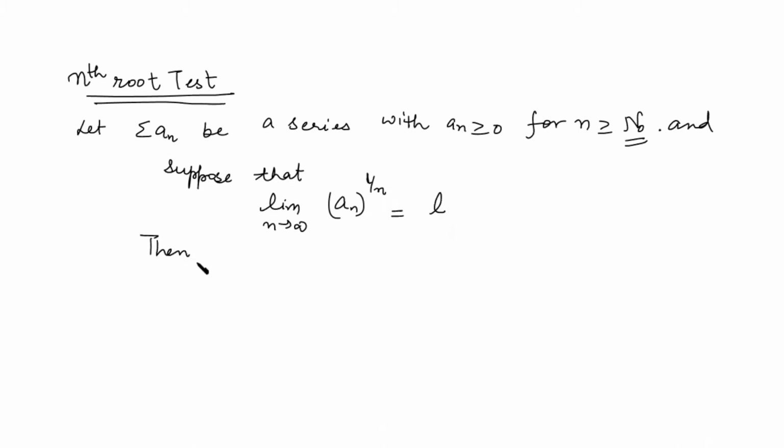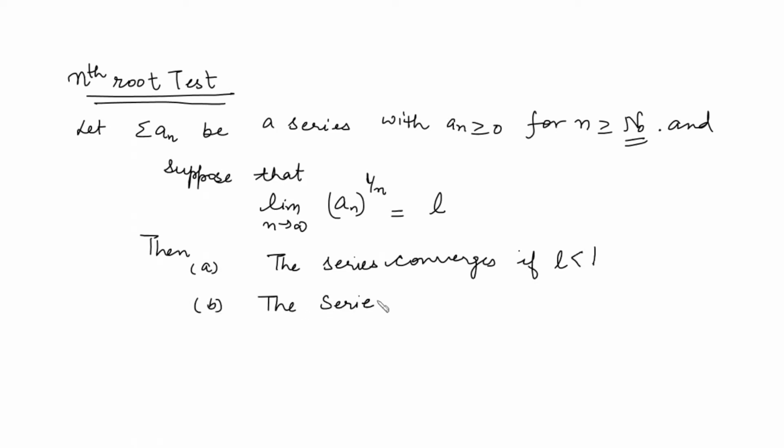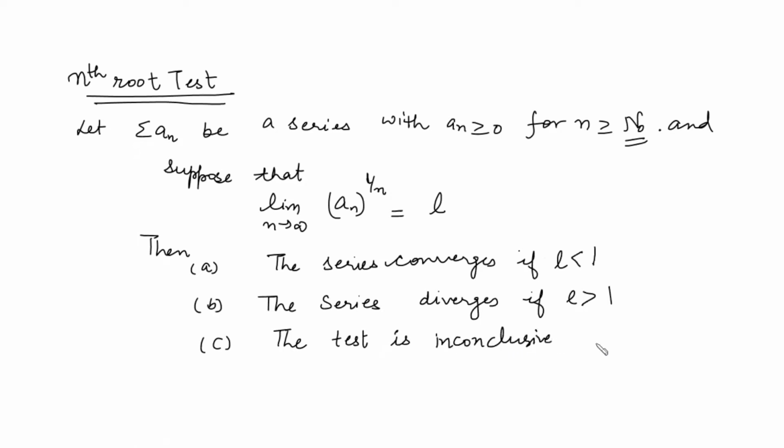Then this test says that the series converges if this L is strictly less than 1, the series diverges if this L is strictly greater than 1, and the test is inconclusive if L is exactly 1.